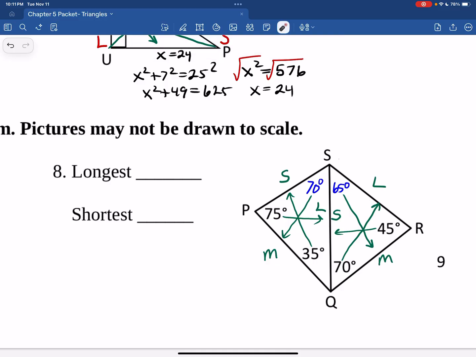The longest side of this triangle is SQ, but that's the shortest side of the other triangle, so then this longest side must be the longer of the two longs. So this is going to be SR. And then that makes the shortest side SP.